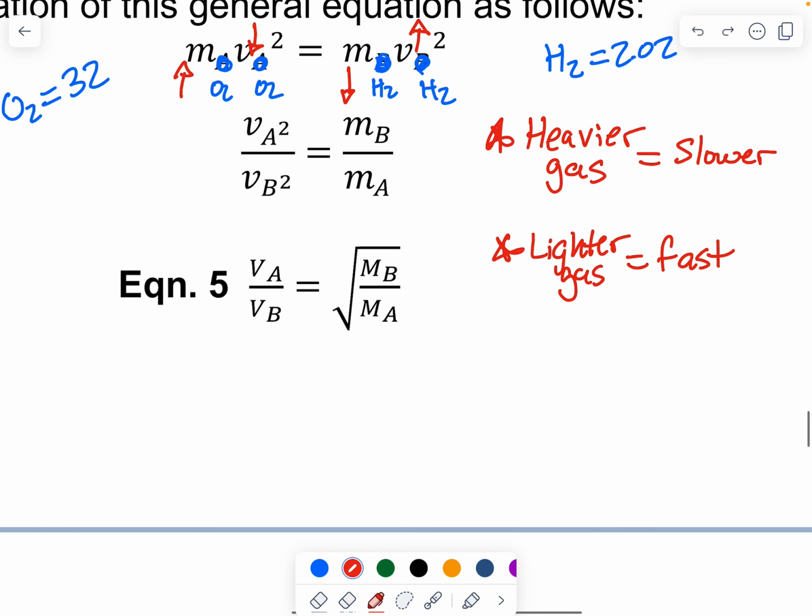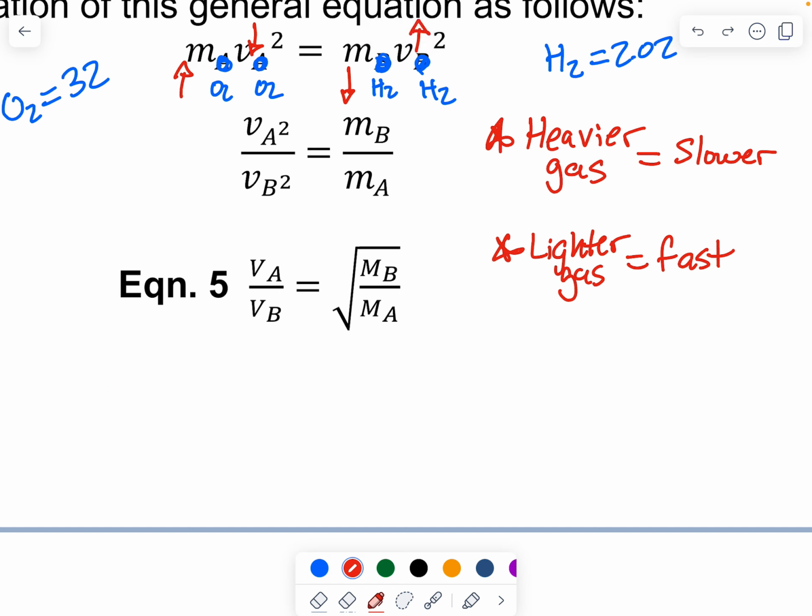Now we can actually rearrange this equation and get rid of the squares, and we're going to be left with this, right? And this is Graham's law of diffusion and effusion in a quantitative sense. And so we can say that, yes, hydrogen is going to be going faster, but we can actually calculate how much faster. And so let's go and plug these numbers in.